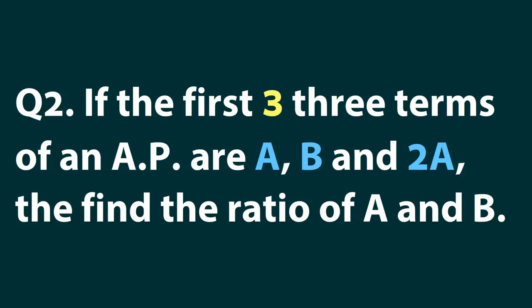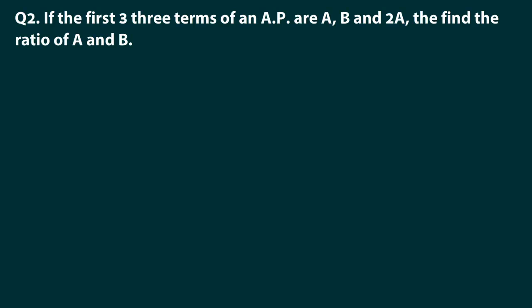Let's find out how do we solve this arithmetic progression question. If the first three terms of an arithmetic progression are a, b and 2a, find the ratio of a and b. So what we are given is that we have been given the first three terms.